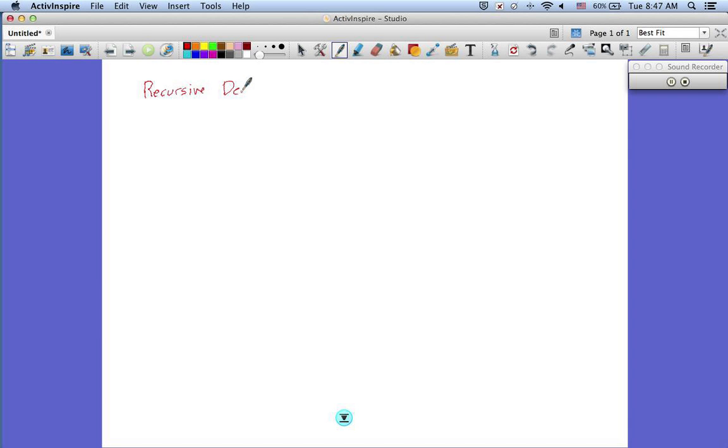Recursive definition. I was trying to make a joke about cursive writing there, but nothing came up, so we'll just stick with recursive definition there. Nothing to do with how you write.